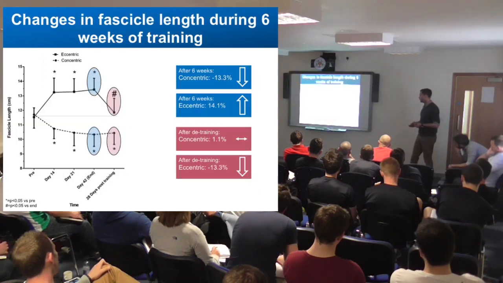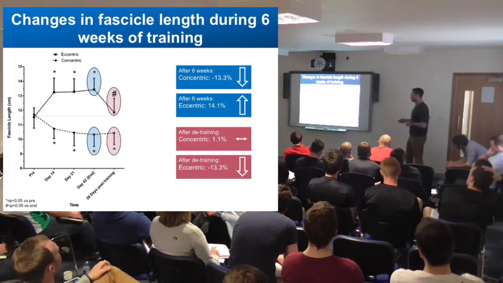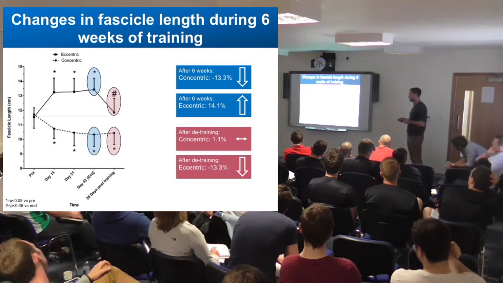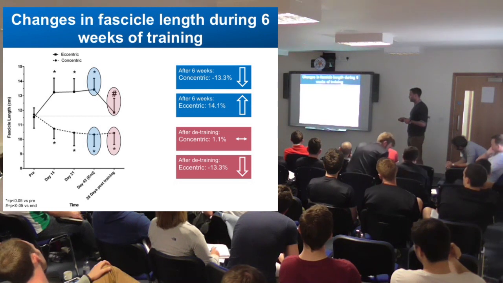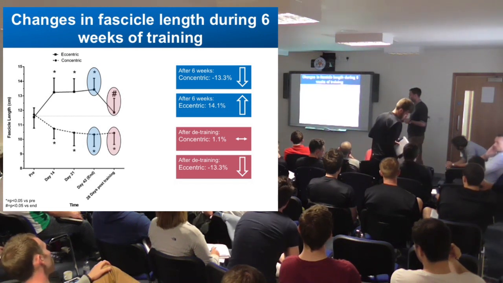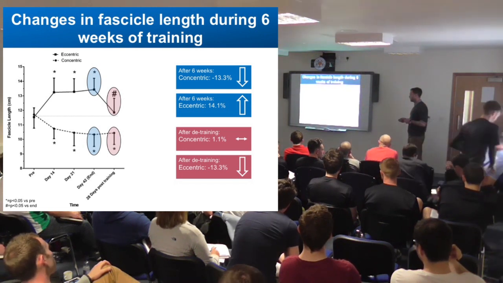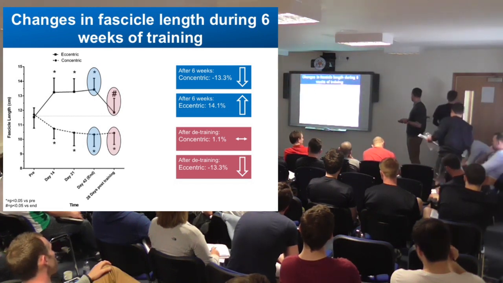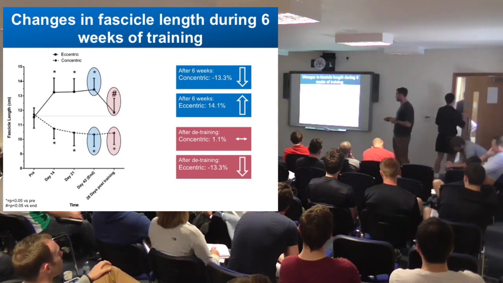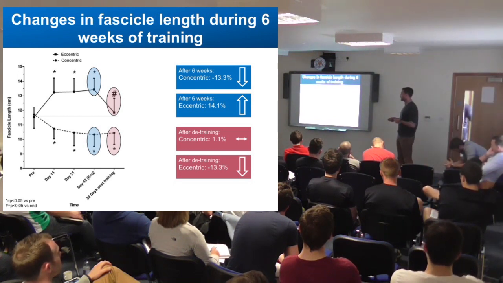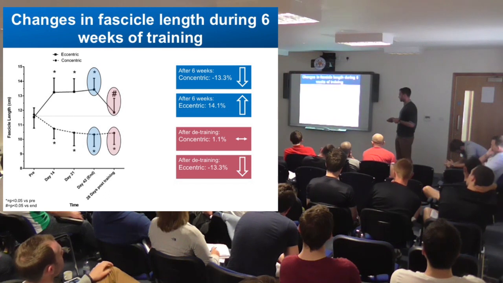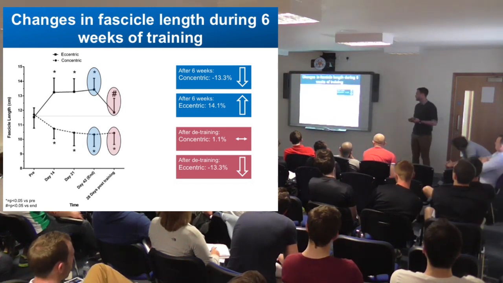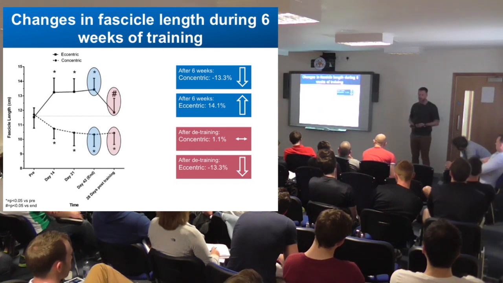So again, on the y-axis we've got fascicle length, so how long they are, and baseline is that first point there. As we move across, we've got 14, 21, 42 days at the end of the study, and then after 4 weeks of doing nothing. The line at the top is the guys that trained eccentrically, the line down the bottom is the guys that trained concentrically.